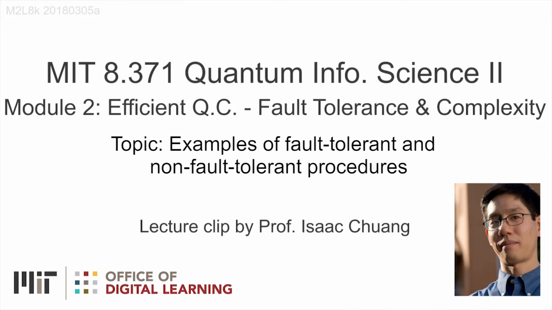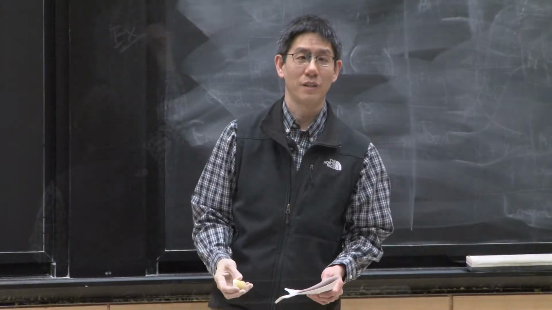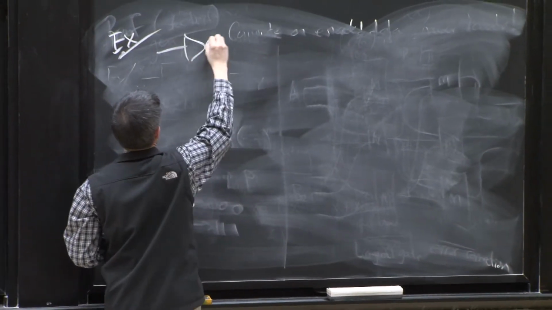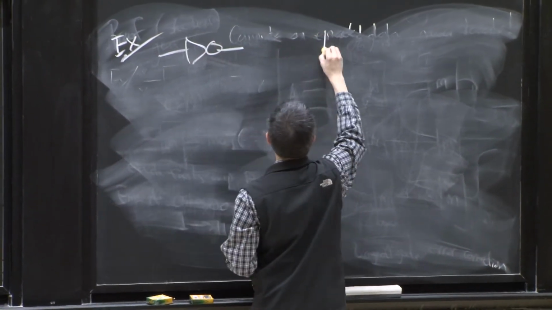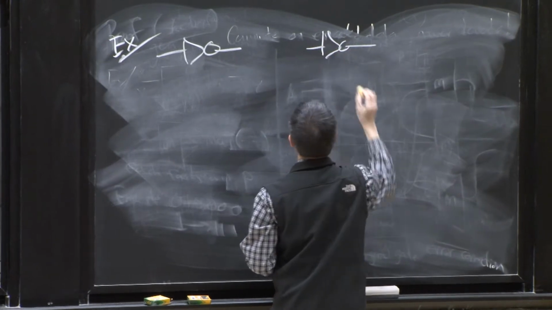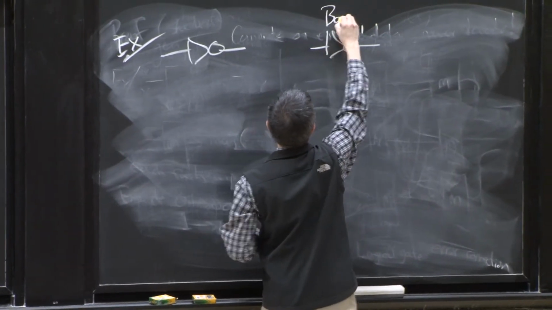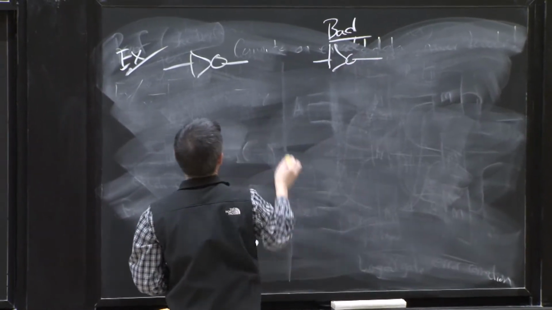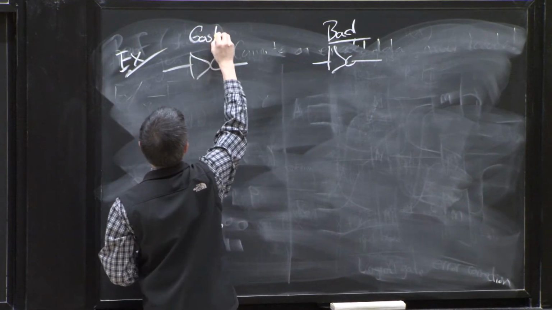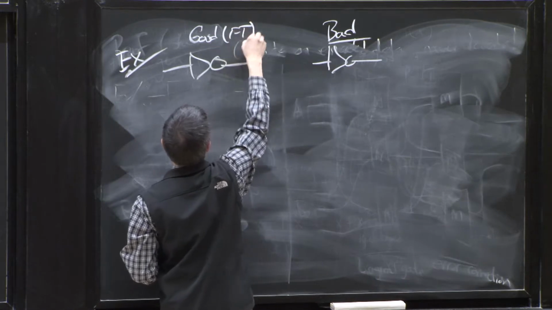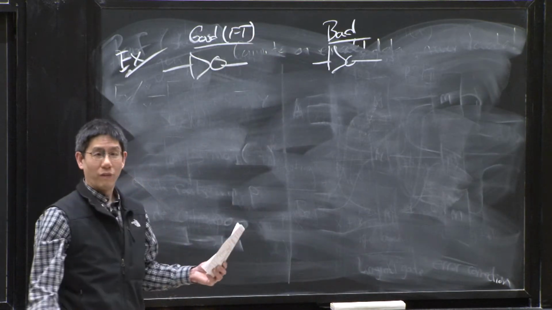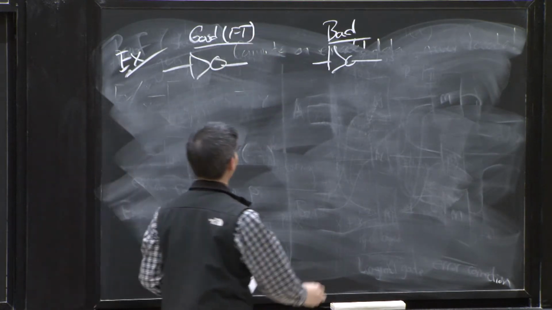Let me describe some examples of fault-tolerant procedures and what are non-fault-tolerant procedures. Suppose I want to compute a NOT function. Well, these will be poor ways of doing them, and these will be good or fault-tolerant ways of doing that.